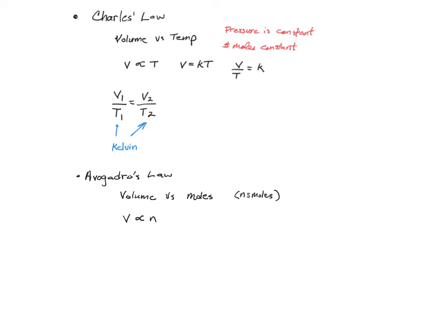All right, so mathematically we can show this as the volume of a gas is going to be proportional to the number of moles, okay, which means volume is going to equal some constant times the number of moles, or volume over the number of moles equals a constant value. Okay, and again, we're dealing with some assumptions here. We're assuming that we have pressure staying constant, and temperature staying constant.